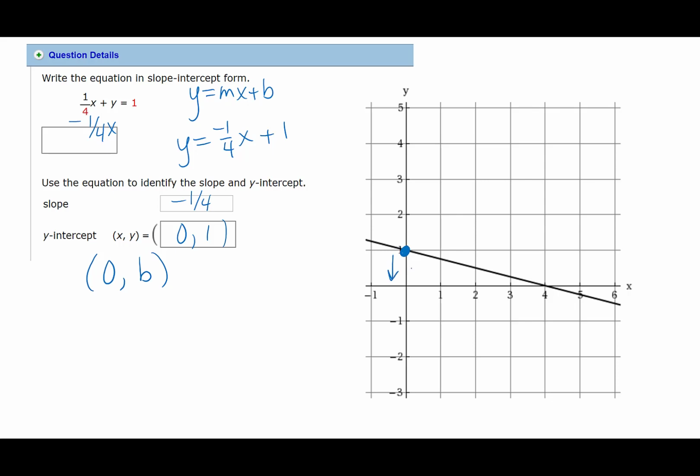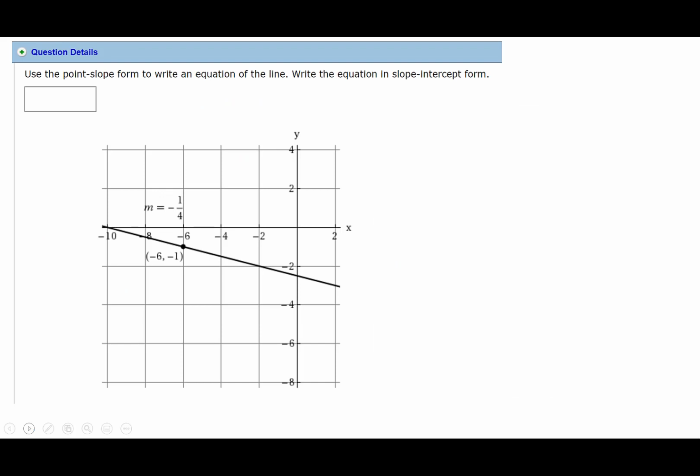And then if you go down 1 and over 4, that's the slope of negative 1/4. So either by picture or by equation, you should be able to identify the slope and the y-intercept. Okay, next question says use the point slope form to write an equation of a line, and then put that equation in slope-intercept form. Okay, so there's two forms.